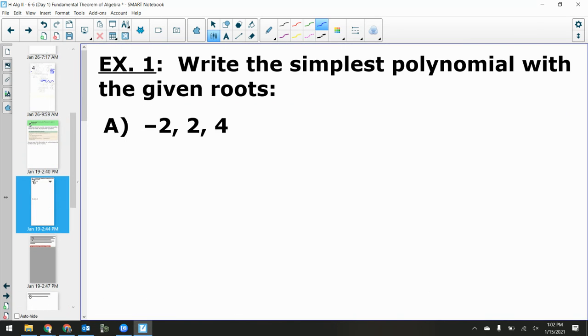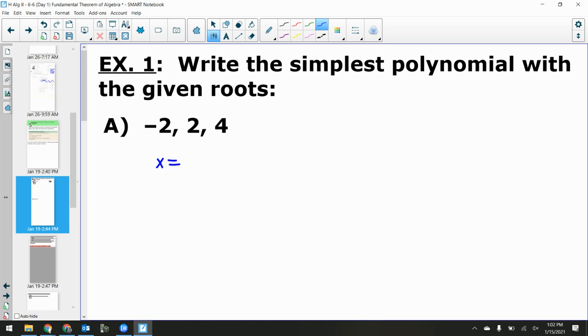If I say, okay, I've got -2, +2, and 4. I know these are the zeros of a polynomial. What's the simplest polynomial that also has those roots? Well, we've kind of done this before with quadratics. But the problem with quadratics is there's only a possibility of 2 roots. Now I've got 3 roots. How does that work? Well, it works honestly the same way.